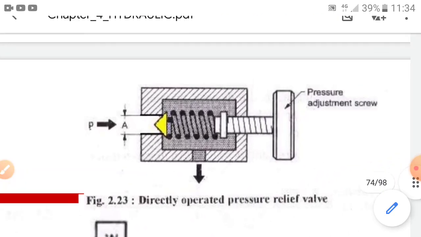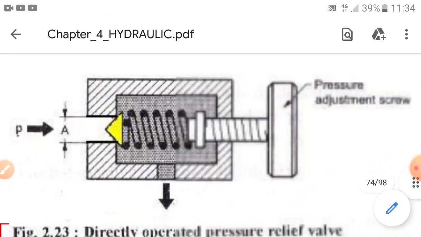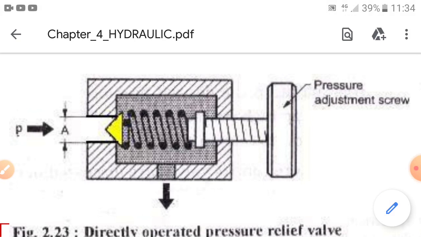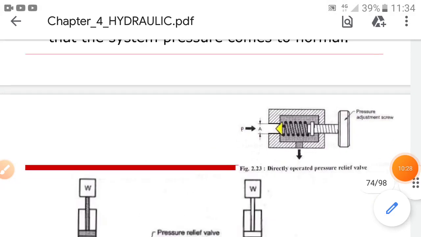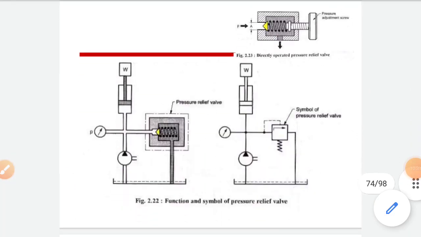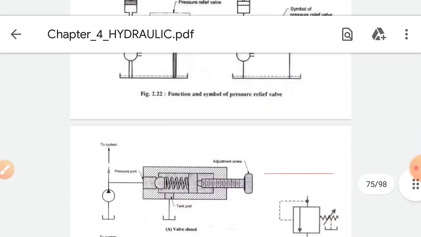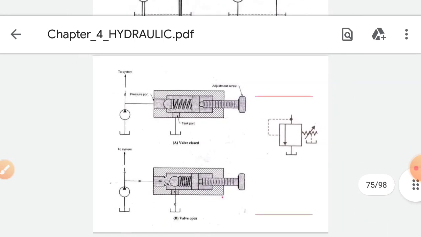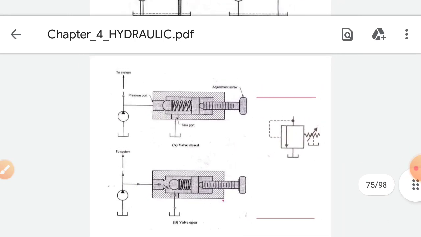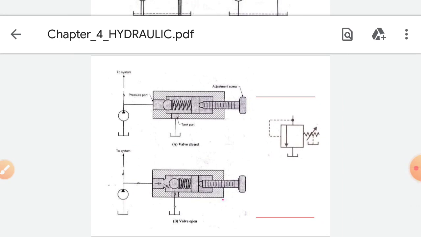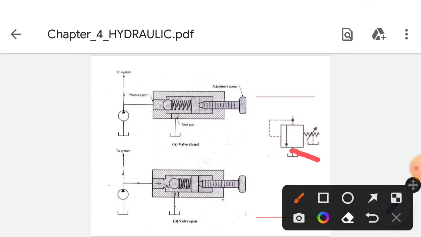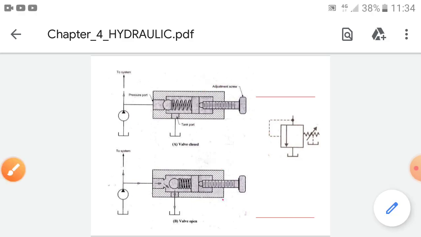Construction of pressure relief valve. This is also a symbolic presentation of the pressure relief valve symbol. Okay, this is the symbol and this is the construction of the pressure relief valve, with the valve in closed position and the valve in open position. So both figures we can show here.